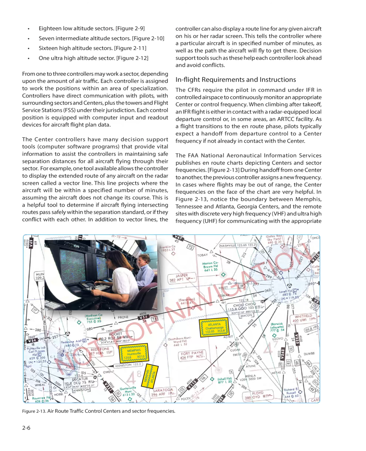18 low-altitude sectors, Figure 2.9. 7 intermediate altitude sectors, Figure 2.10. 16 high-altitude sectors, Figure 2.11. 1 ultra-high altitude sector, Figure 2.12. From 1 to 3 controllers may work a sector, depending upon the amount of air traffic. Each controller is assigned to work the positions within an area of specialization.